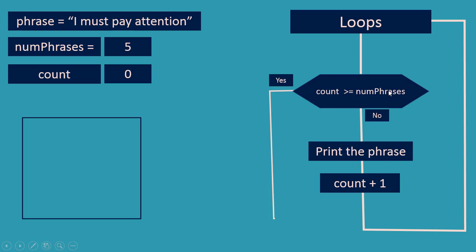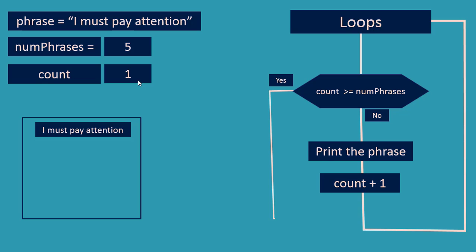equal to num phrases. Start the program and the counter variable is equal to 0 and the num phrases variable is equal to 5. The program will arrive at the condition and ask, "Is 0 greater than or equal to 5?" The answer is no, so the program will enter the loop. Here we have this output symbol that says that we must print the phrase "I must pay attention." Then the program will print the sentence. Below we have an operation that says that 1 is going to be added to counter. Then the counter variable will go from being worth 0 to being worth 1.